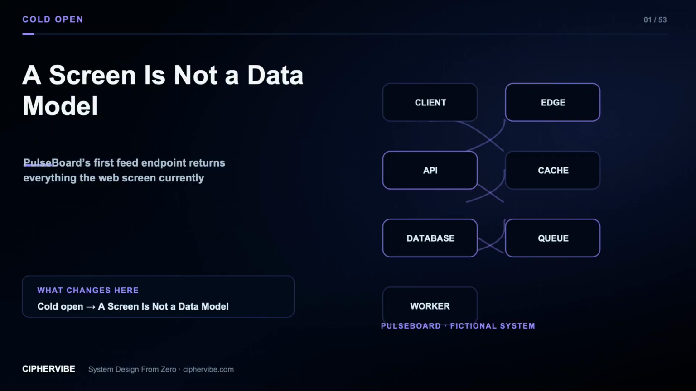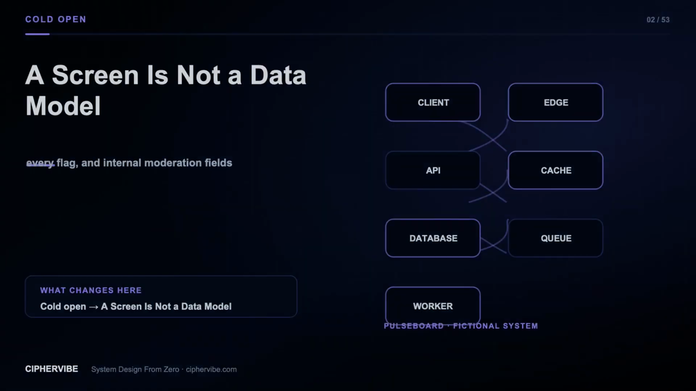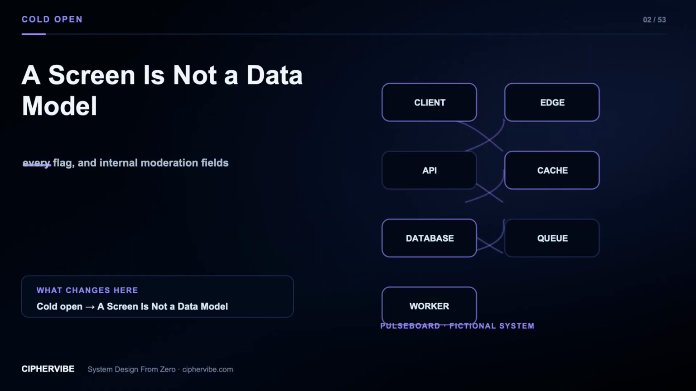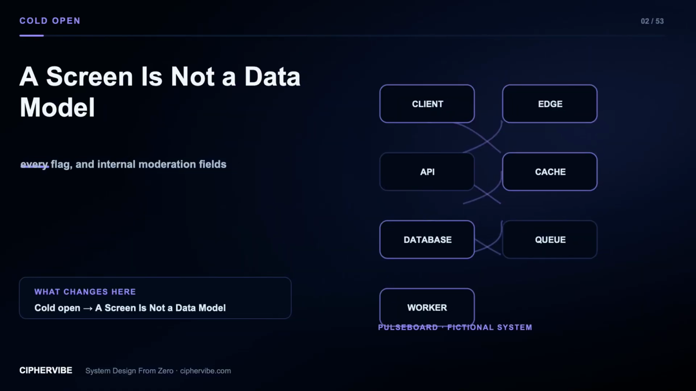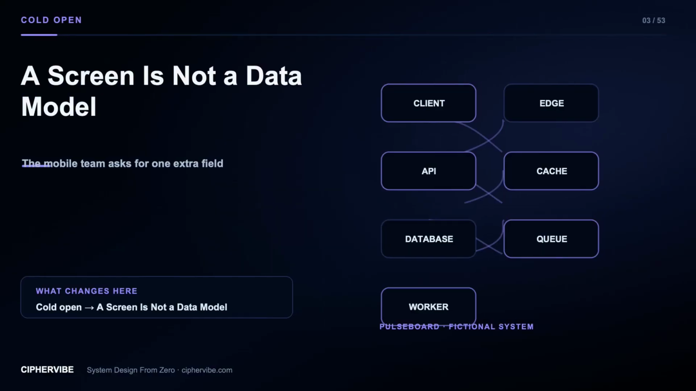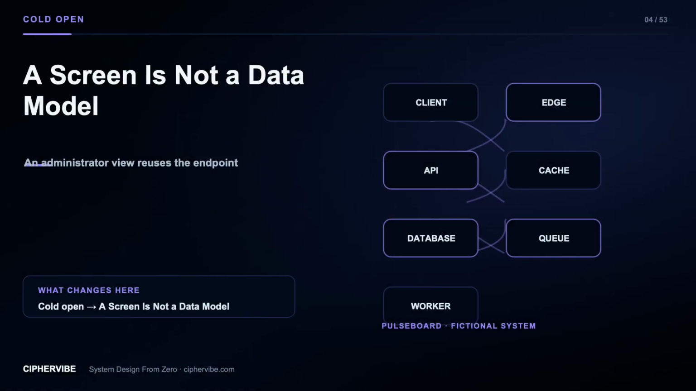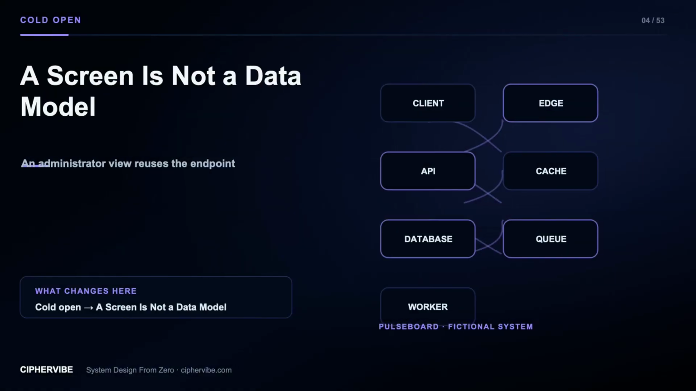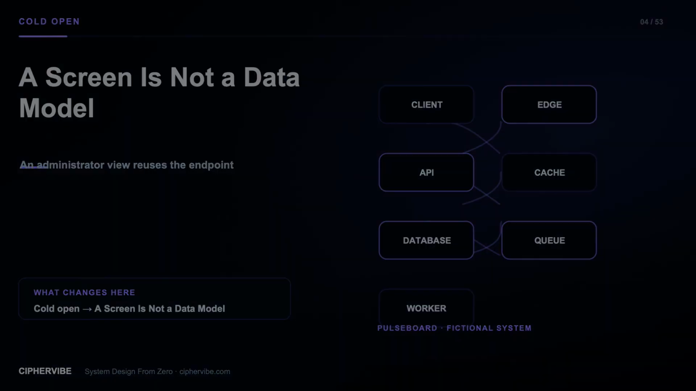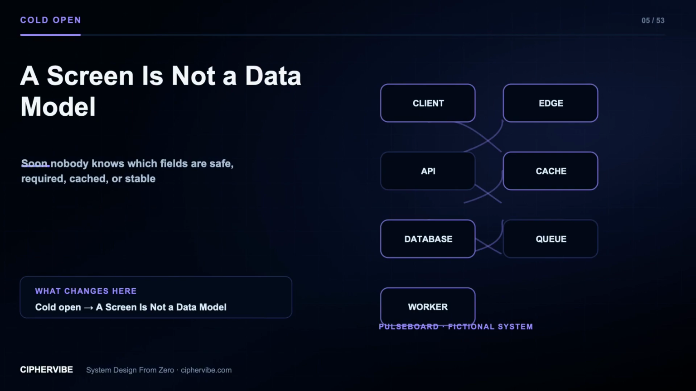PulseBoard's first feed endpoint returns everything the web screen currently displays: author profile, post body, every count, every flag, and internal moderation fields. The mobile team asks for one extra field. The database query grows. An administrator view reuses the endpoint. Soon nobody knows which fields are safe, required, cached, or stable. This is a common system design trap.